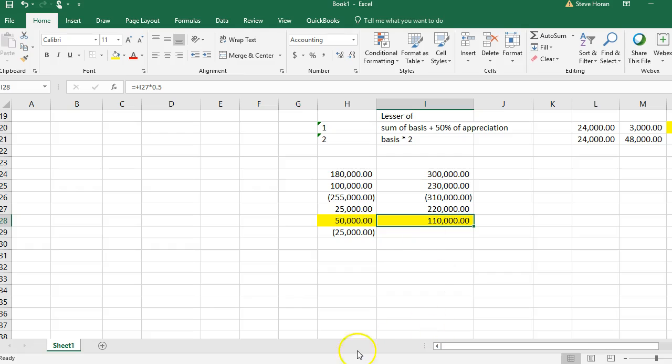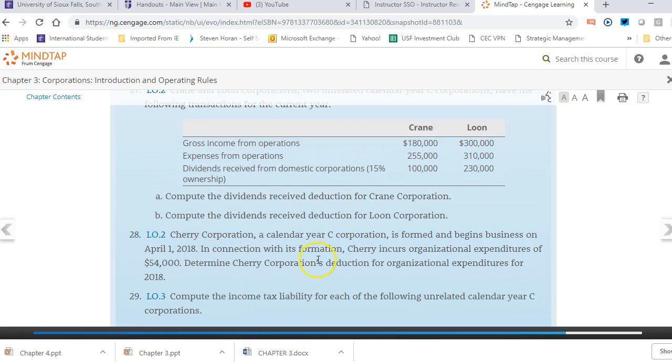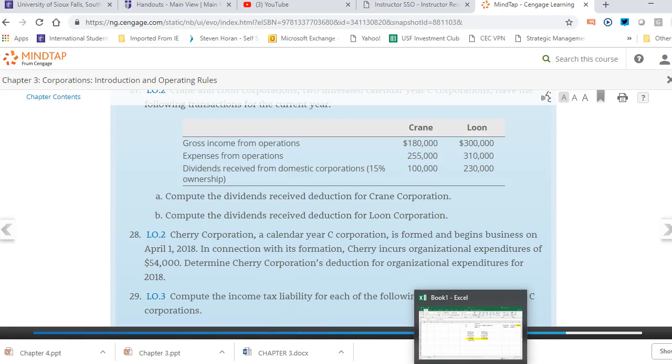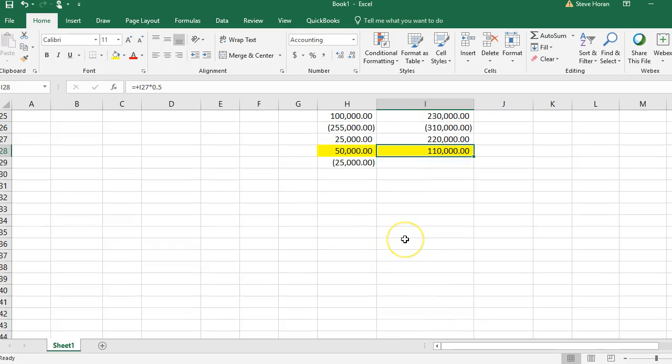And then the last question for chapter 3 that we'll cover is 28. Cherry Corp is a calendar year corp. C Corp formed and begins business on April 1. In connection with the formation, they have some organizational expenditures of $54,000. So the question is, what is their deduction for organizational expenditures for the year? And there's some rules around that, again, explained in the chapter very well.